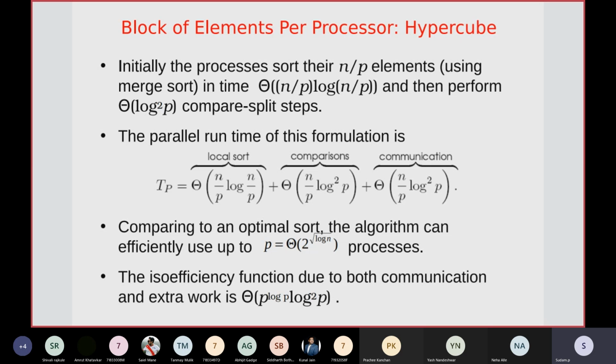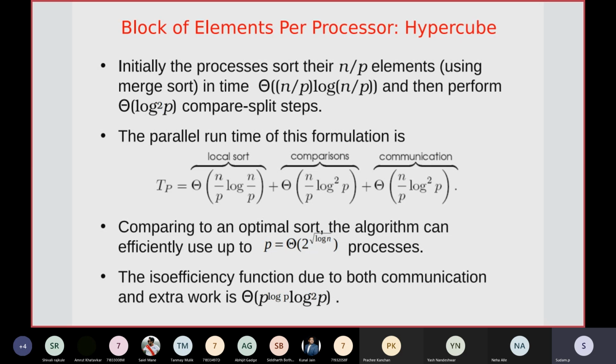Because here there is more than one element per processor. If you are considering 100 elements, there will be sequences of 10 elements per processor. So it will require theta of log square p compare split steps, meaning theta of log square 10 compare split steps, if you see there.